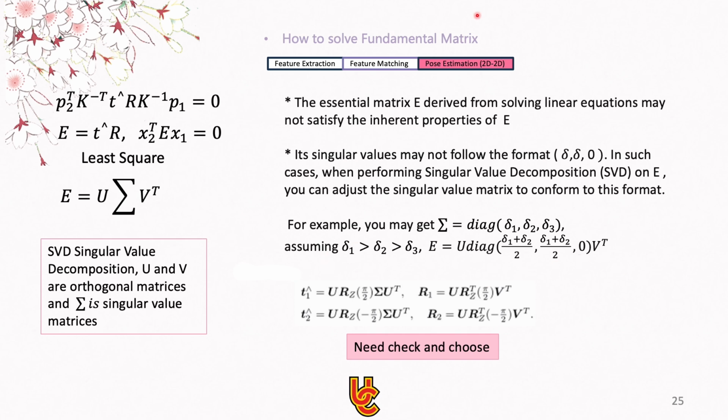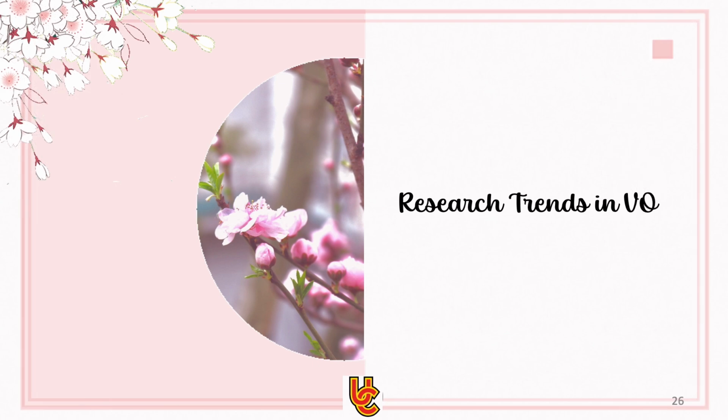And we only have 1 true solution, so we need to verify which combination satisfies the reprojection positive depth constraint. That is, the 3D point is located in front of both camera systems, and the depth is positive. So we need to check and choose one of the solutions. Okay, that's all for the basic knowledge of visual odometry.